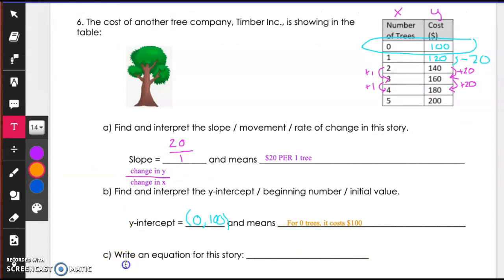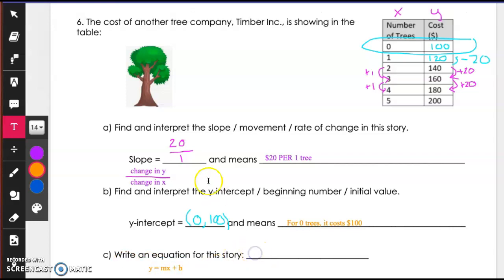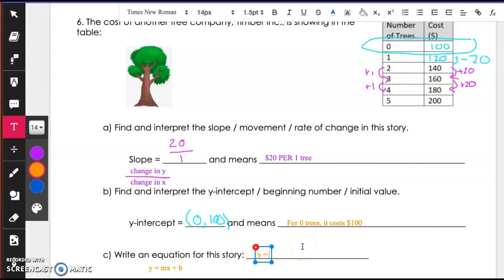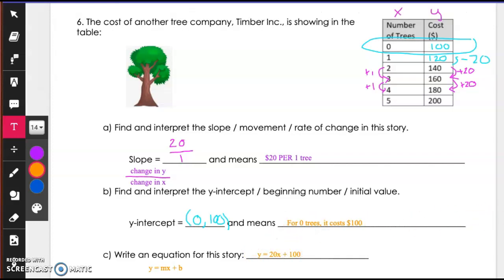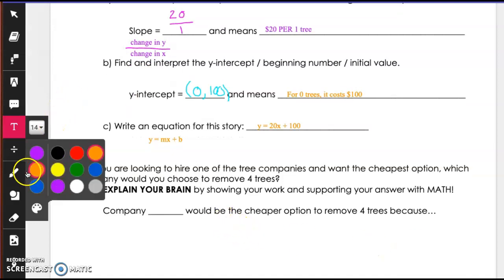Awesome, and again, we're writing an equation. It's still y equals mx plus b. So we have m, it's right here. We have b, it's right here. We're writing y equals 20x, or 20 over 1, plus 100. Awesome. We have extracted all of the information we need to use. Now we need to compare them.